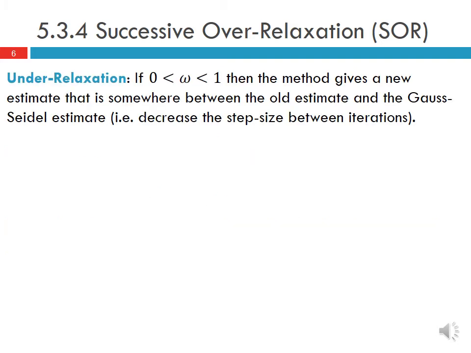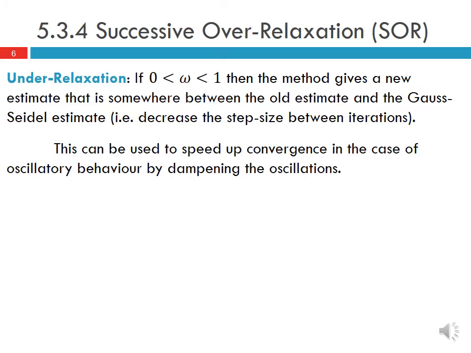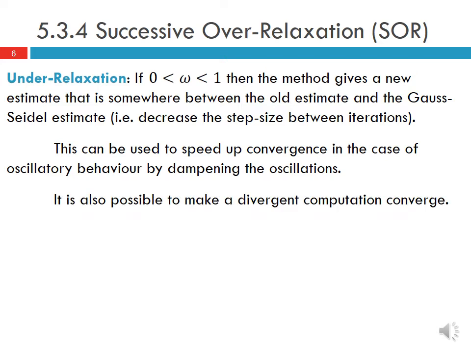So if we think about the Gauss-Seidel method to calculate our new value, before applying any relaxation, our estimate of our new value we can call the Gauss-Seidel estimate. With under relaxation, omega is between 0 and 1, then the method gives a new estimate that is somewhere between the old estimate and the Gauss-Seidel estimate, so it decreases the step size between iterations. This can be used to speed up convergence in the case of oscillatory behavior by dampening the oscillations. And it is also possible to make a divergent computation converge.